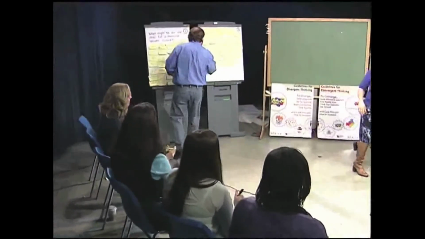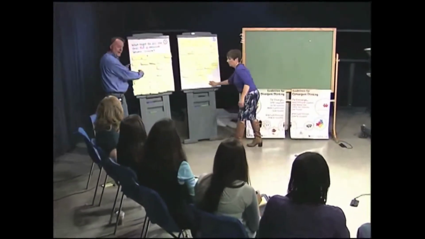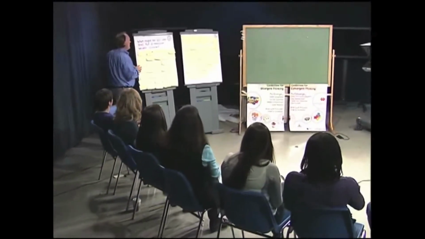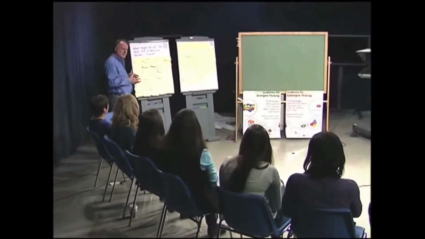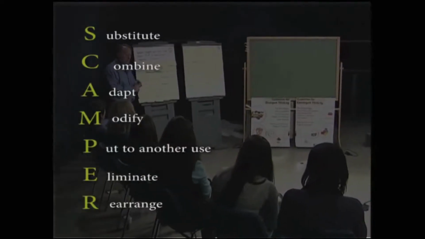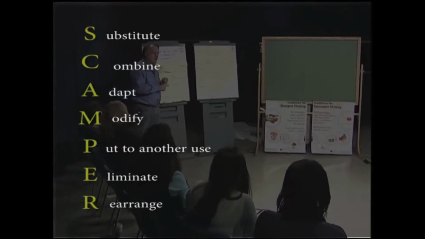So what we just did was we generated some ideas for the challenge statement of what might be all the ideas for a memorable Halloween costume. We used the Scamper technique, which is substitute, combine, adapt, modify, which can also be magnify or minify, put to other uses, eliminate, or rearrange.